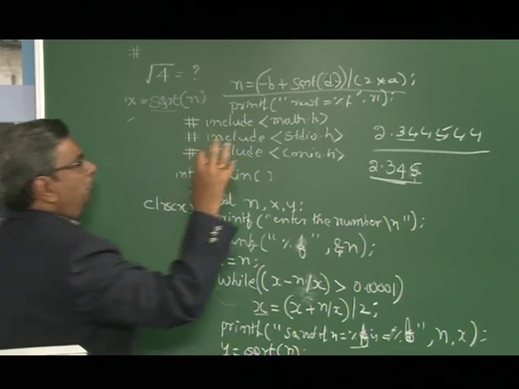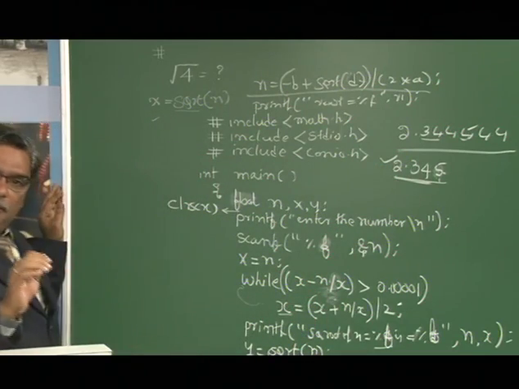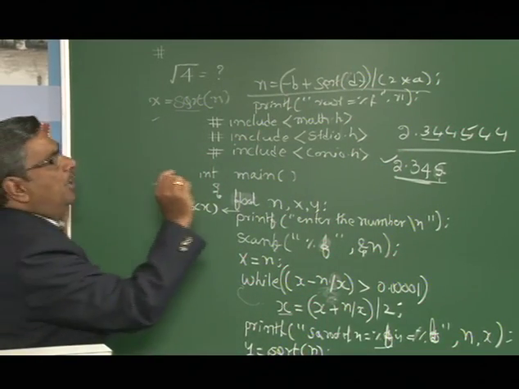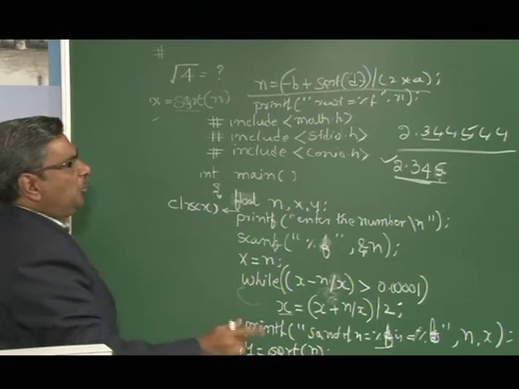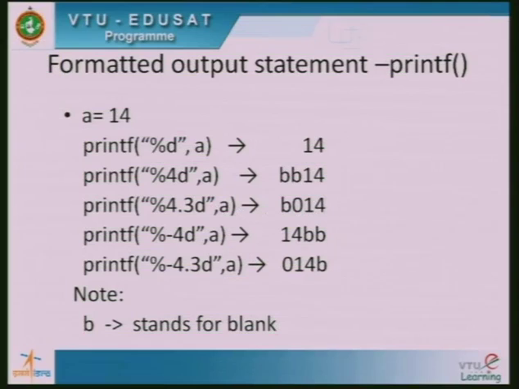This type of printing logic is formatting, the way in which you want your output. That is why it is called a formatted output statement. How do you get this formatted output in your printf statement? A simple support is there in the programming.